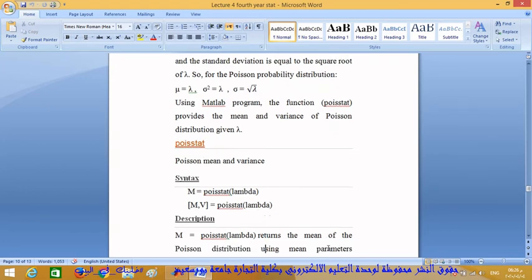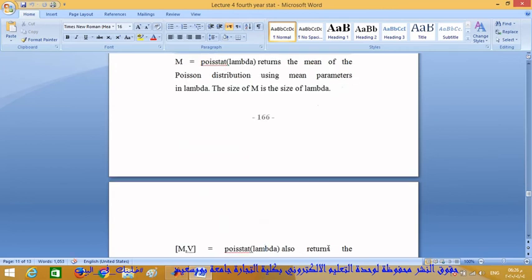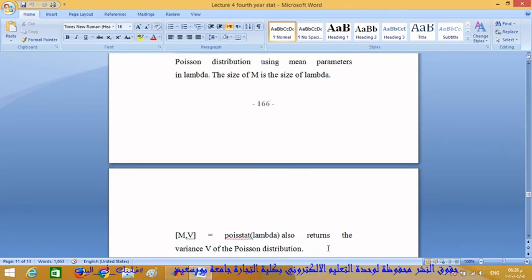Description: M equals poisstat of lambda returns the mean of the Poisson distribution using the mean parameters in lambda. The size of M is the same as that of lambda. M and V equals poisstat of lambda also returns the variance V of the Poisson distribution. So you can use poisstat to get the mean and the variance at the same time.